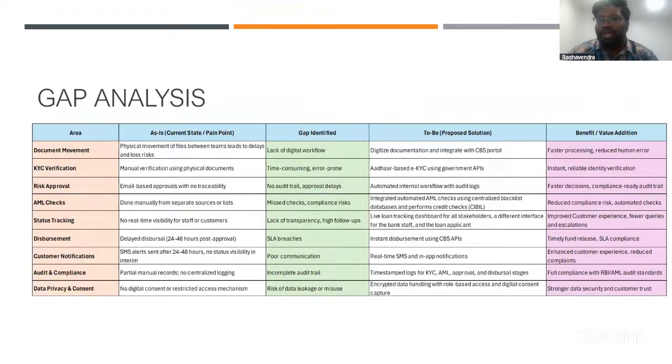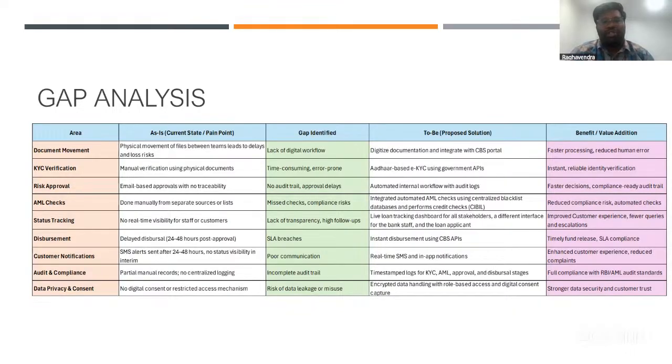So here is the gap analysis. There are a lot of areas where work has to be done and automation has to be done. I'll walk you through a few of these gaps. Like I've been mentioning about the documents and physical documents moving here and there, right? That's the exact issue we have in the current process. There is a lot of physical document transfer between the teams and it often has delays.